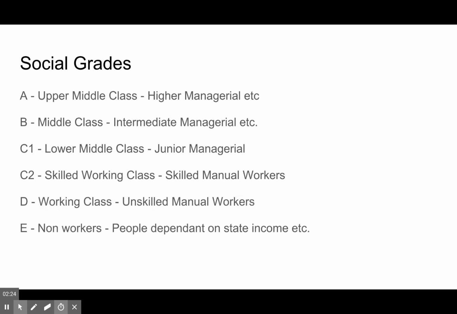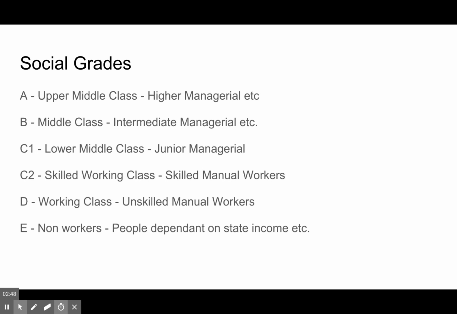You then have D, working class, which is unskilled manual workers. We're talking cleaners and things like that, people who are doing a job that doesn't really require any qualifications and a very limited amount of training, and generally has quite a low income. And then finally, you've got E, non-workers. That would be people dependent on state income, people who rely on benefits and things like that.